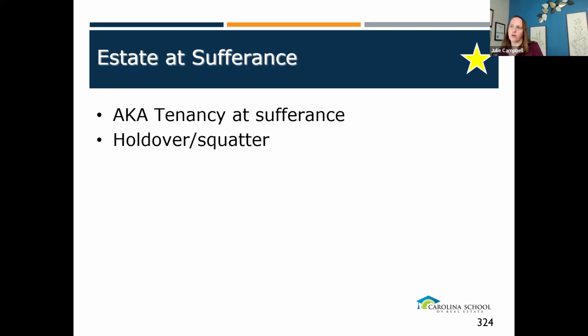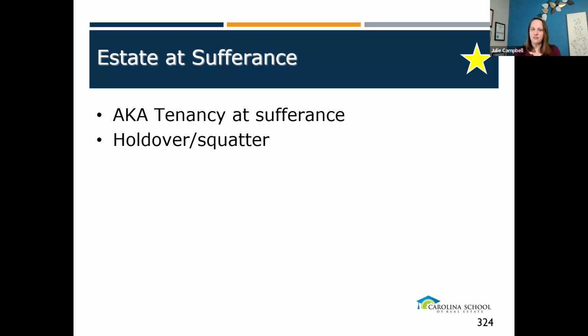Oftentimes, like we said, a holdover. It started with a valid lease. The lease ended, but the tenant won't leave. There's only one legal method that the landlord can use to get a squatter off their property. We'll talk about that next week. That's under our North Carolina residential rental guidelines.